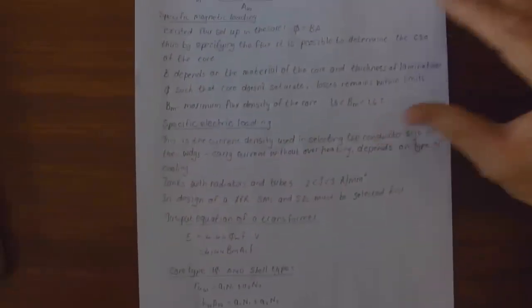Now specific magnetic loading. When excited, flux is set up in the core. The flux is the flux density times the area. Thus, by specifying the flux density, it's possible to determine the cross-sectional area of the core. B depends on the material of the core and the thickness of the laminations. The flux density is such that the core doesn't saturate and the losses remain within limits. The maximum flux density is B max, and that lies between 1.5 and 1.6 Tesla.